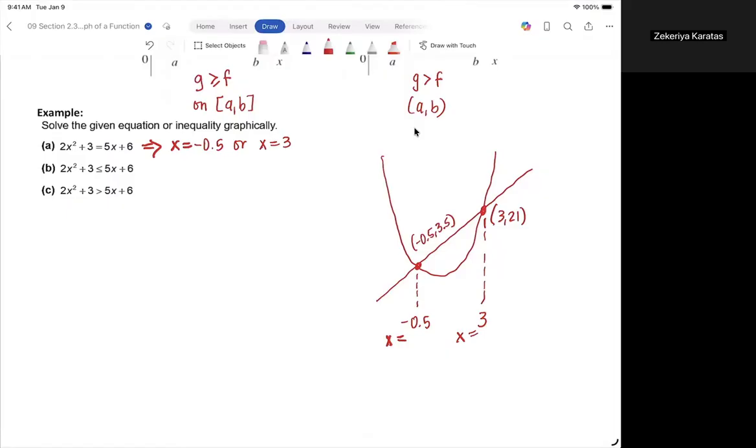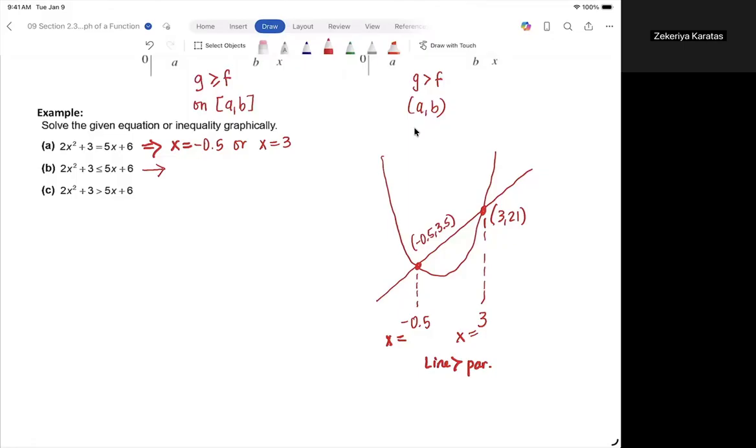In here, it says I want the parabola to be less than the line. As you see, between negative 0.5 and 3, the line is bigger than the parabola. Outside, the parabola is bigger. So in the first one, I want the line to be bigger. That happens between negative 0.5 and 3. I hope this is clear.